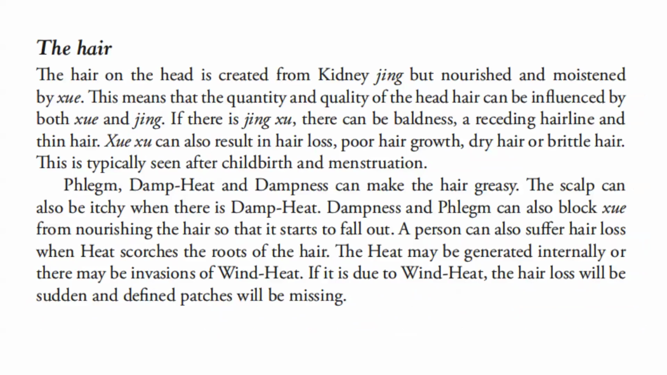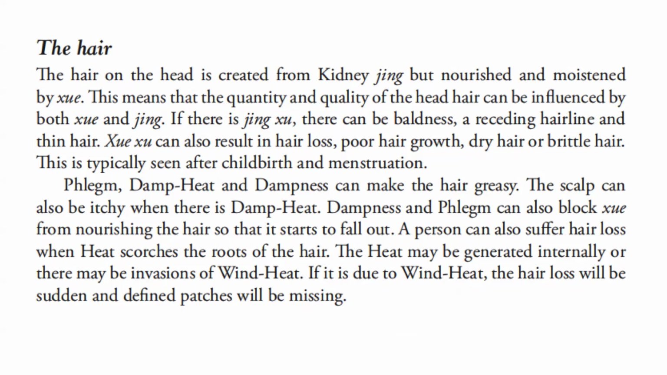The hair. The hair on the head is created from kidney jing, but nourished and moistened by blood. This means that the quantity and quality of the head hair can be influenced by both blood and jing. If there's jing xu, there can be baldness, a receding hairline, and thin hair. Xue xu can also result in hair loss, poor hair growth, dry hair, or brittle hair. This is typically seen after childbirth and menstruation. Phlegm, damp heat, and dampness can make the hair greasy. The scalp can also be itchy when there is damp heat.